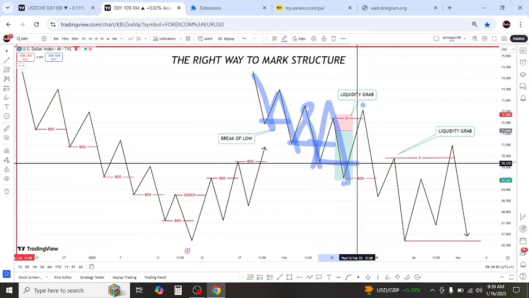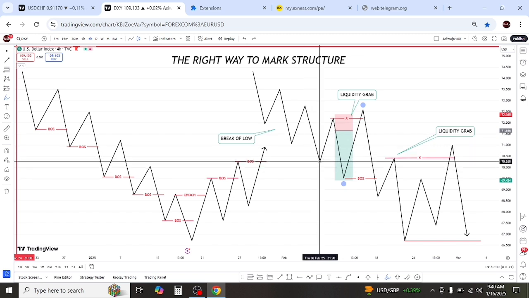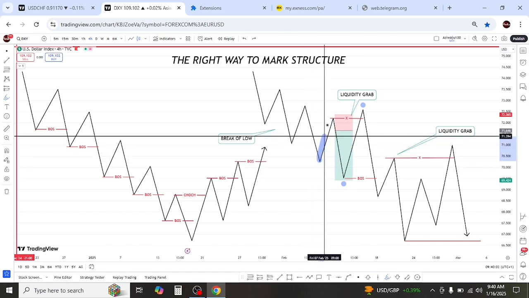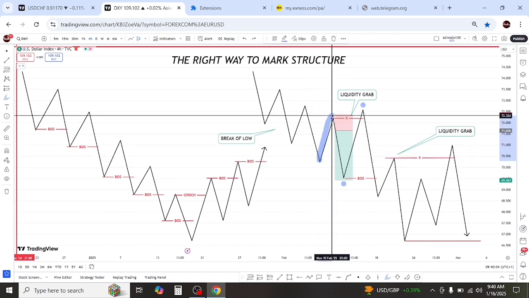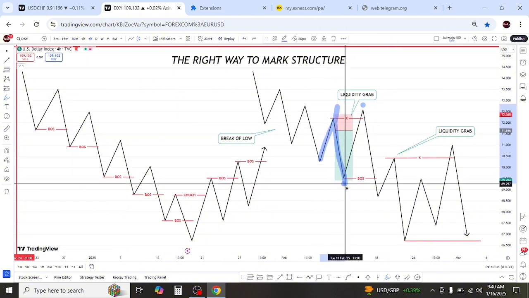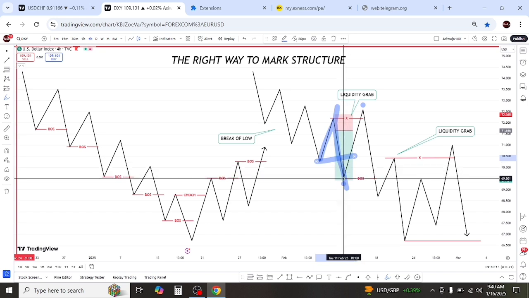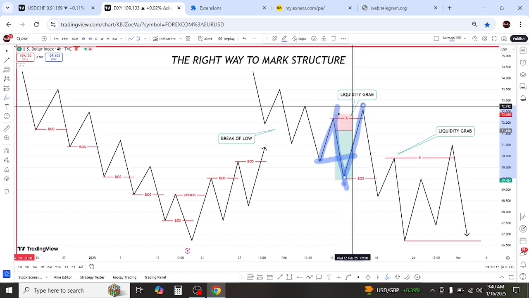I don't want to get you guys confused, I've just said break of low. But when you see here, we have something different. As you can see, immediately price breaks this low, and what happened? Price reversed from this point and took out this previous high.